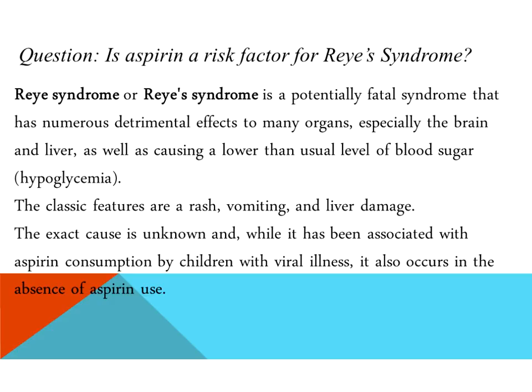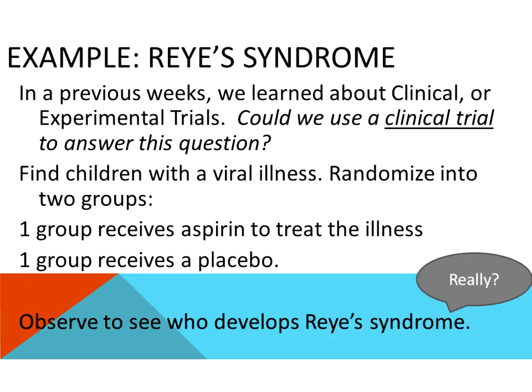So Reye's syndrome is a potentially fatal syndrome that has numerous detrimental effects to the organs, especially the brain and liver, as well as causing lower than usual levels of blood sugar. The classic features are rash, vomiting, and liver damage. The exact cause is unknown, and while it has been associated with aspirin consumption by children with viral illnesses, it also occurs in the absence of aspirin use.